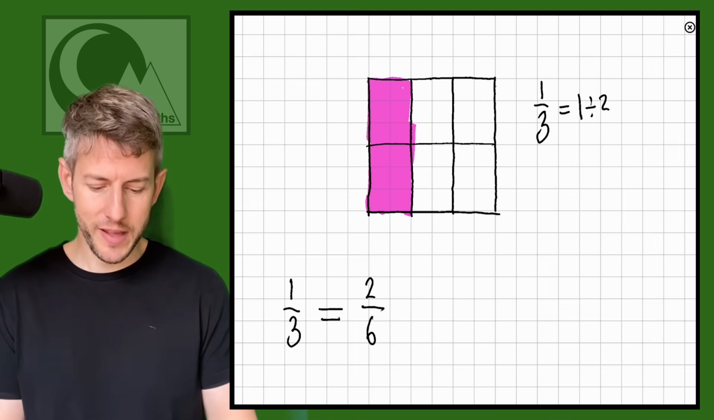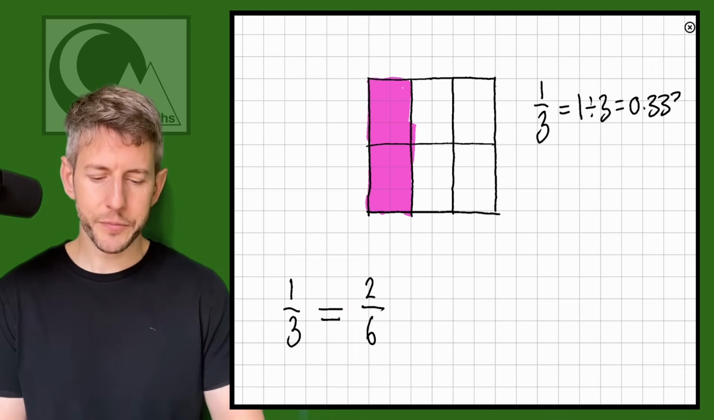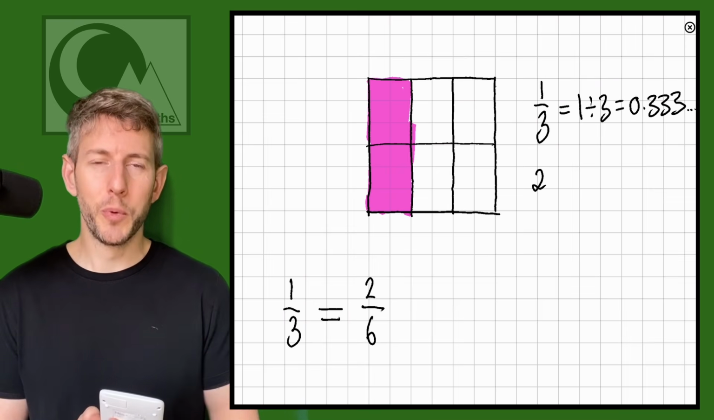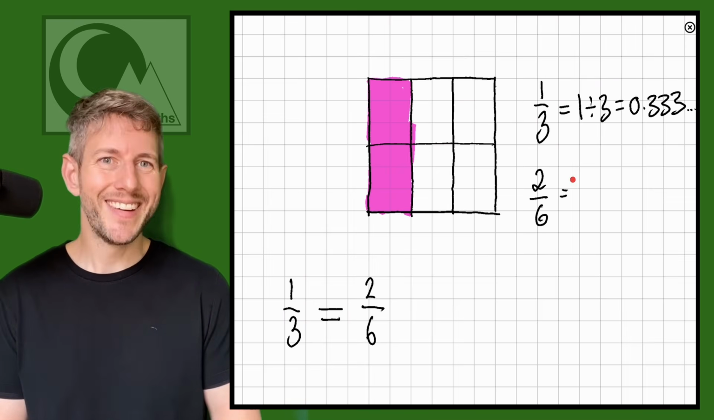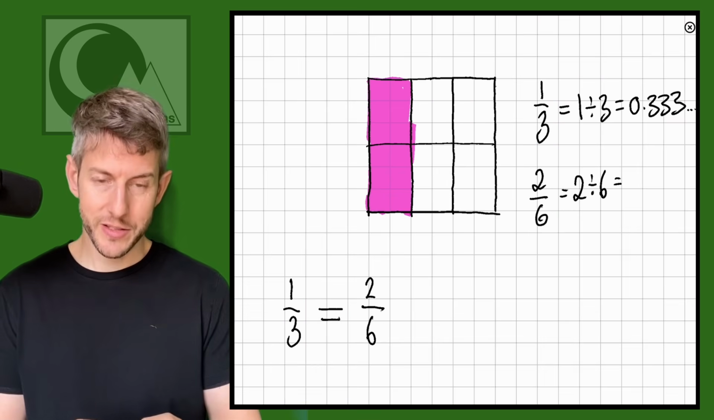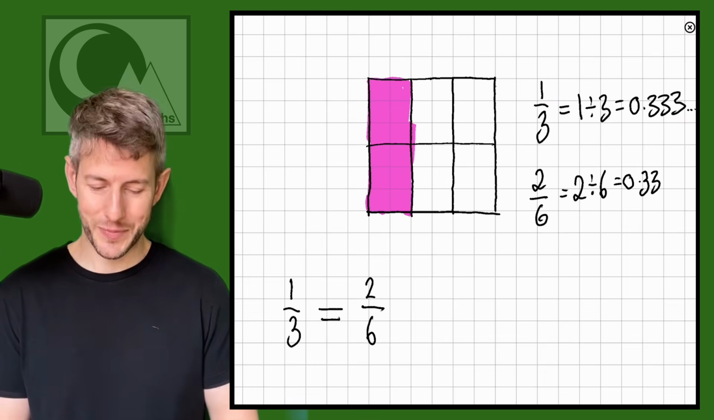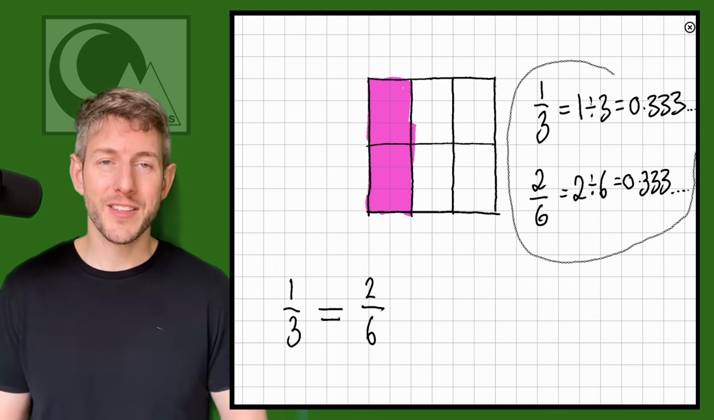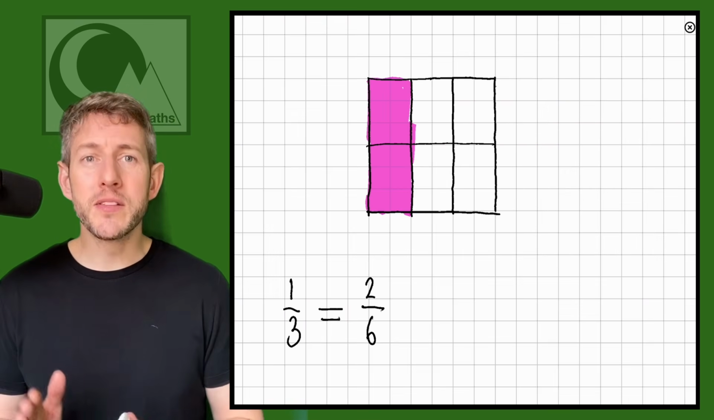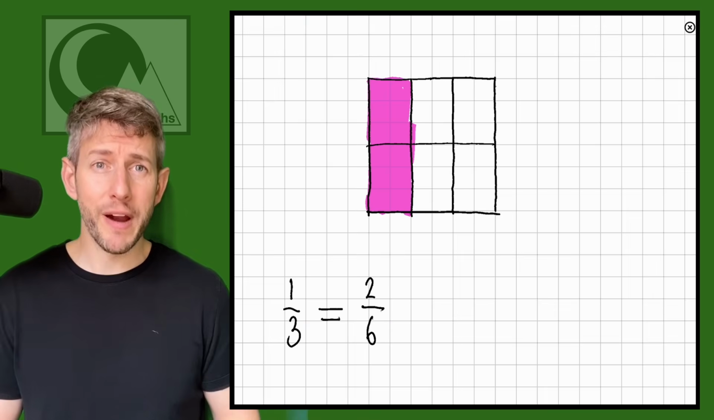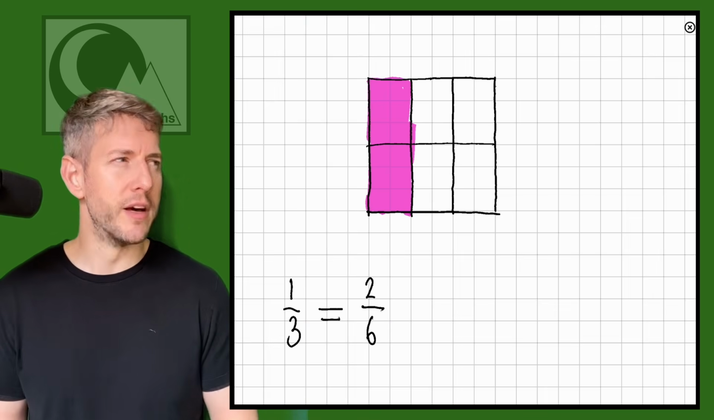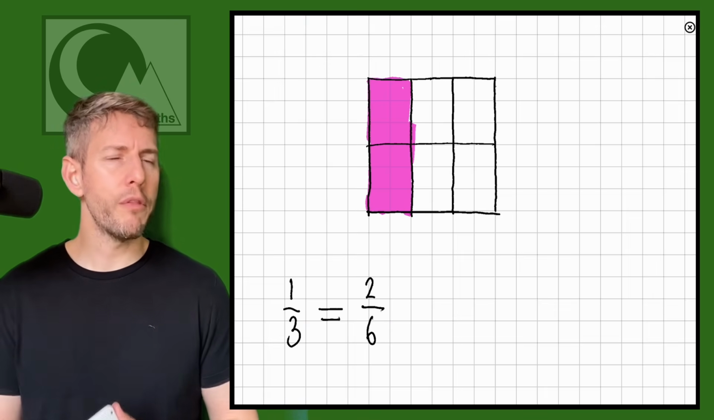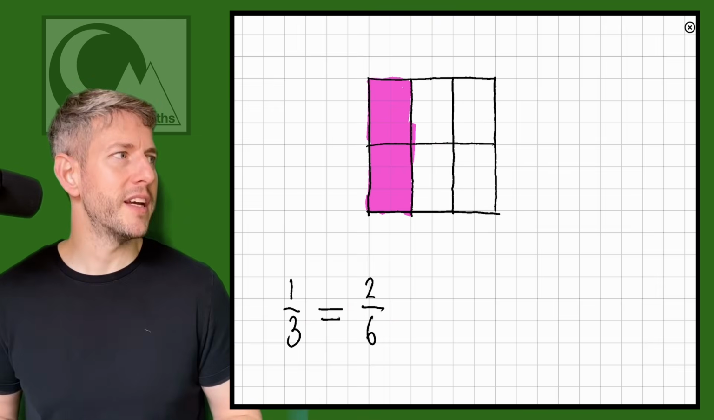So if I go here, 1 divided by 3 equals 0.33333333. And now if I try 2 divided by 6, that also equals 0.33333. So there we go. Right, let's put in some more equivalent fractions that are equivalent to a third. So we've got 1/3 is equal to 2 over 6.